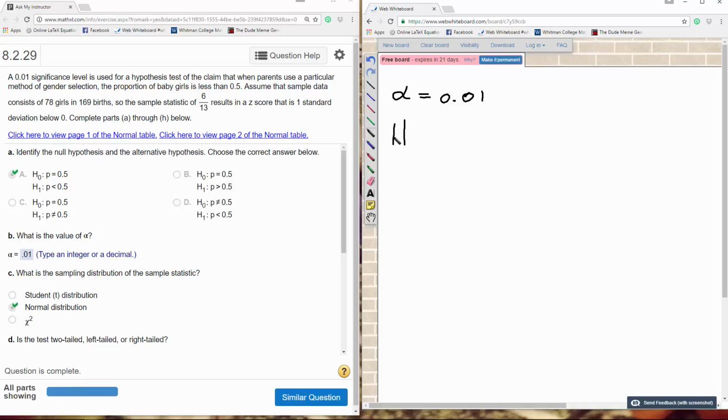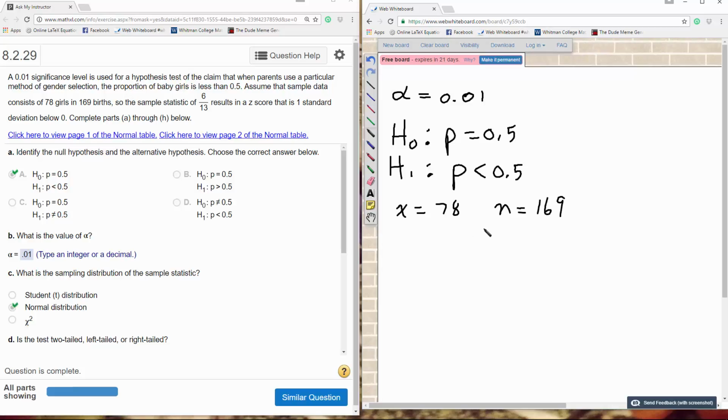It says the proportion of baby girls is less than 0.5. So in other words, and you can see this already answered on the left, my null hypothesis says the proportion would equal 0.5. And then you can see right here in the wording, the proportion of baby girls less than, so that would be my claim or my alternative, which would be less than 0.5.